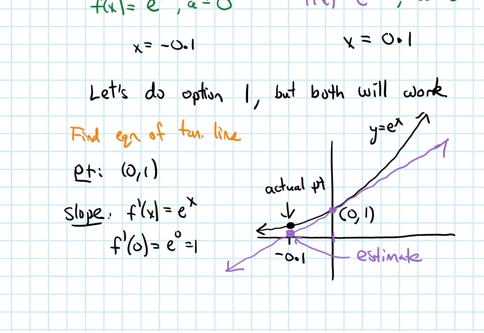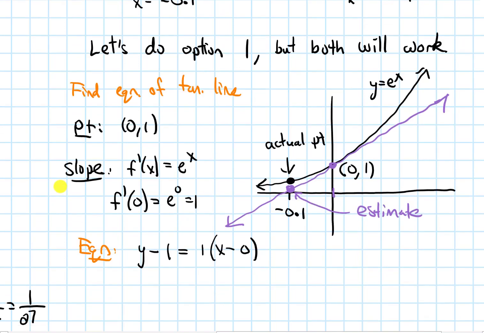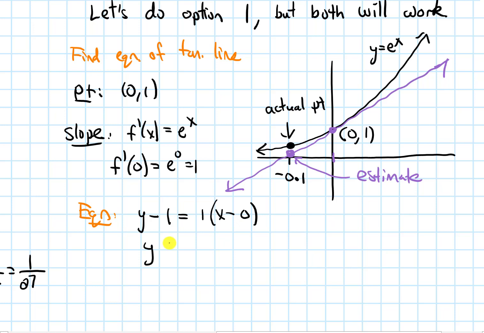So we are ready to write down the equation. The equation is going to be y minus the y coordinate of the point, which is 1, equals m, my slope, which is 1, times x minus the x coordinate, which is 0. I could simplify this. Let me just isolate the y, and I'll get y equals x, adding the 1, plus 1. All right, so I now know the equation of this tangent line. Next, I'm going to plug in negative 0.1 into the tangent line equation, because that'll give me this point. It'll give me its output, and that's going to be my estimate.